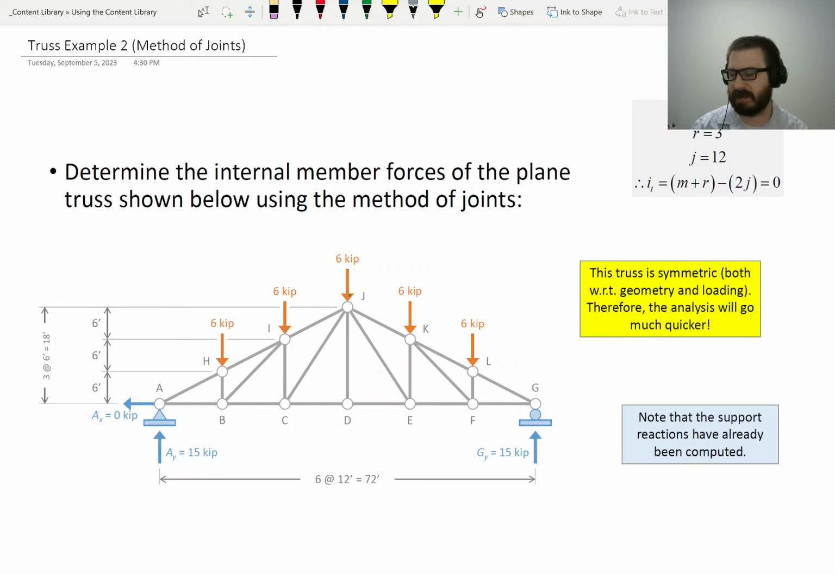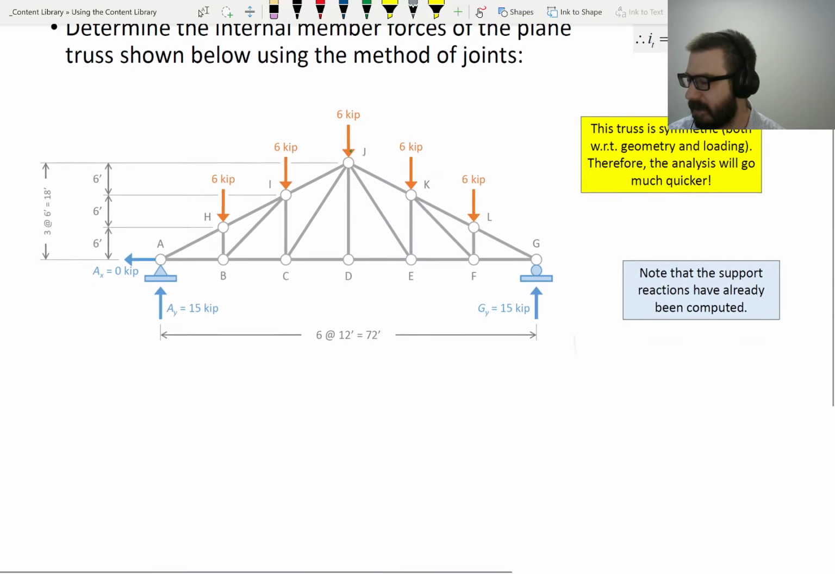So I just want to throw that out there, that if you have symmetry with respect to geometry, boundary conditions, and loading, that it can make your life a lot easier from an analysis standpoint. And again, the support reactions have already been computed. Even if I didn't give you the support reactions on this problem, I think it would be pretty easy. There's a total of 30 kips going down. Everything's symmetric, so 15 on each side. Okay, so we'll go ahead and get right into it.